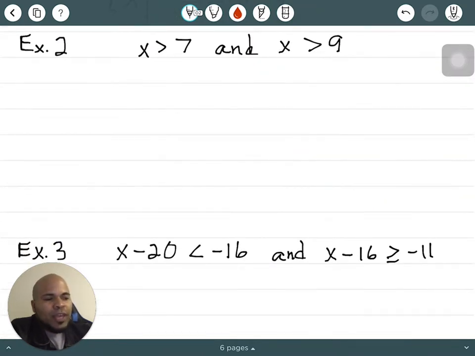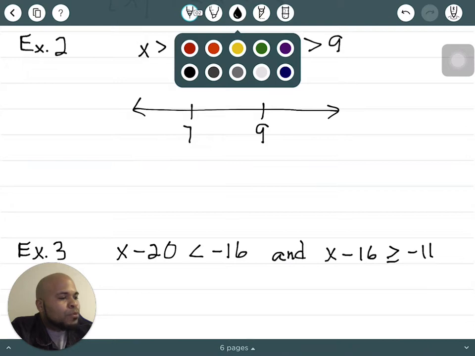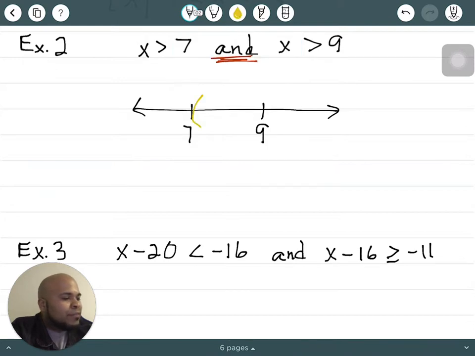So here we go. Again with the and statement. We're looking for where we overlap. Something that repeats, that is true for both. Again, we have 7 and we have 9. They're both parentheses, so numbers greater than 7, we're going to go to the right. Also, we care about numbers x is greater than 9. But this time, I'm going to go to the right again. And when I go to the right again, where do I overlap? I only overlap on the right side after I pass 9.